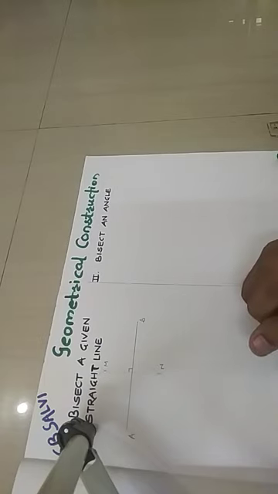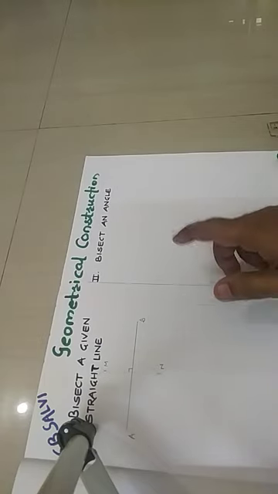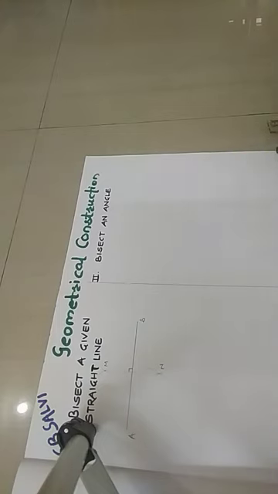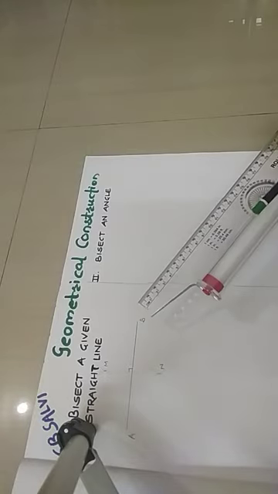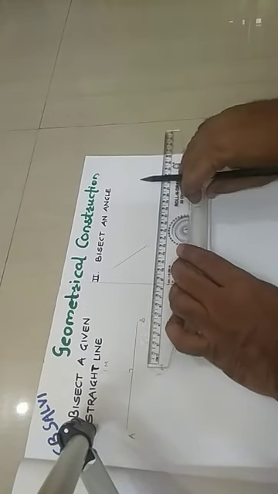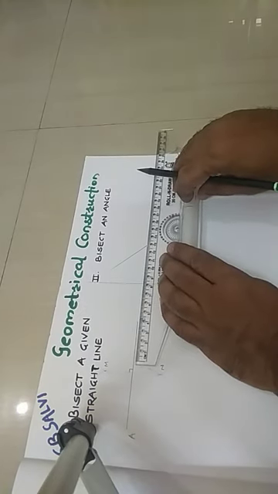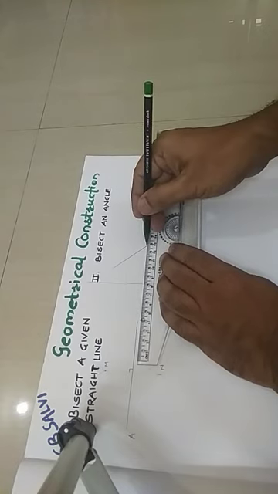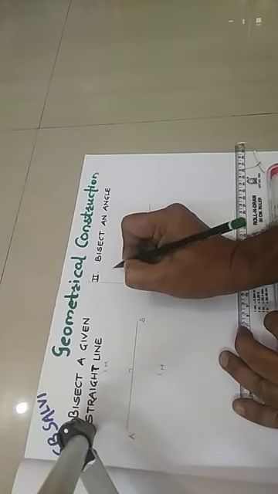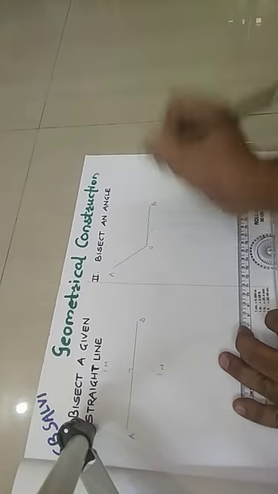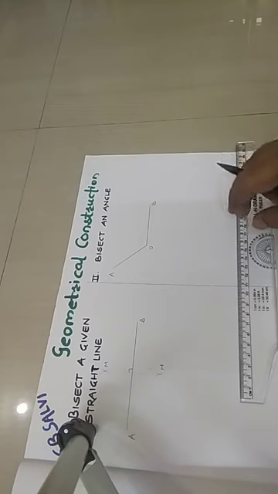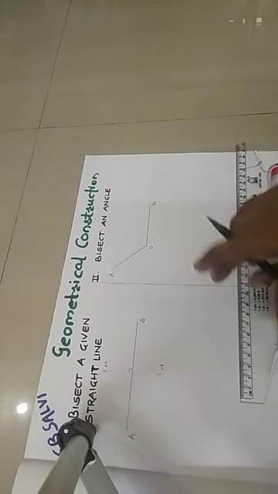Now the second point from geometrical construction is bisecting an angle. How to bisect an angle? Now I will explain with the help of one sketch. Suppose one sketch is given in which some angle is mentioned. This is O, A, B. Now this particular angle AOB is to be bisected. So see the procedure now.